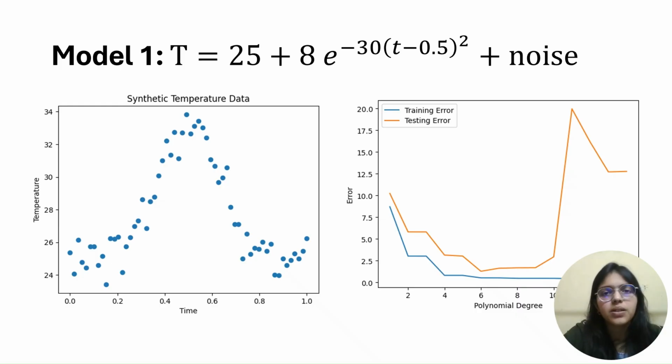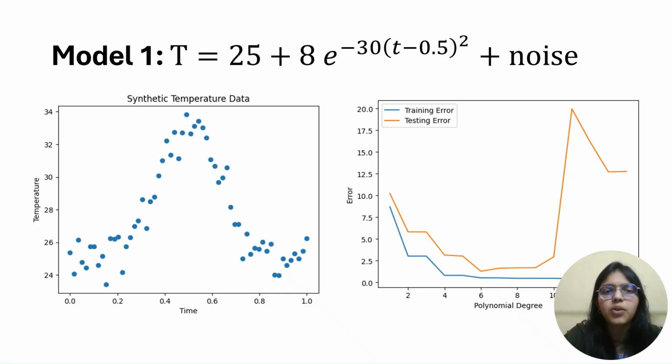On the right, we observe the training and test error plotted against polynomial degree. As expected, the training error decreases steadily as the degree increases. However, the test error initially decreases, reaches a minimum at about degree 8, and then starts increasing, clearly showing the onset of overfitting. This demonstrates that increasing model complexity beyond a certain point harms generalization performance.